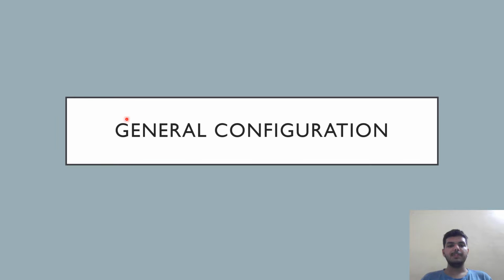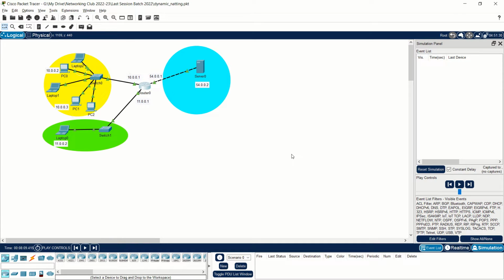So the first step mainly includes the general configuration of the router. Before starting the configuration, let us just see how the outcome will be looking like. So let's see the outcome first, then we'll start the implementation. The outcome will be looking like this.